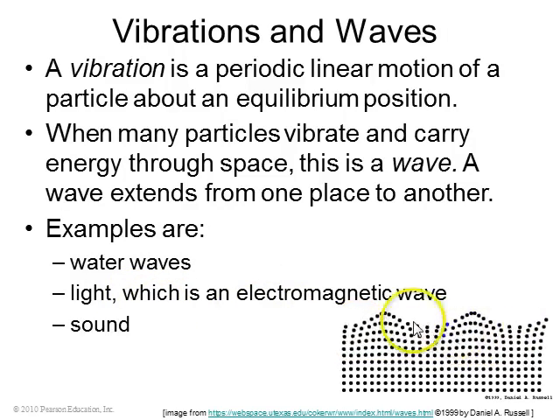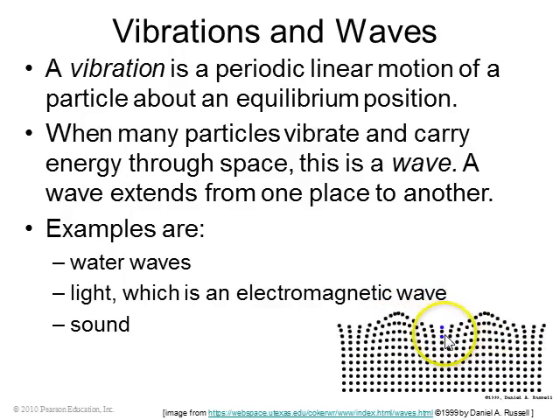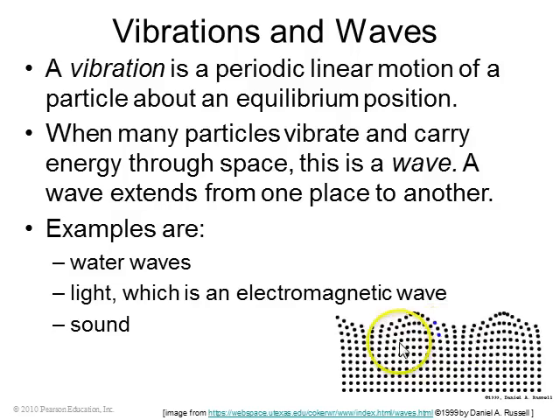And so here, for example, is a model of a bunch of particles that are making up what looks like a water wave. The individual particles, if you look at any one of them, are all just wiggling back and forth. They're vibrating around an equilibrium position. But you can also see the wave crests actually moving along and carrying energy with them.